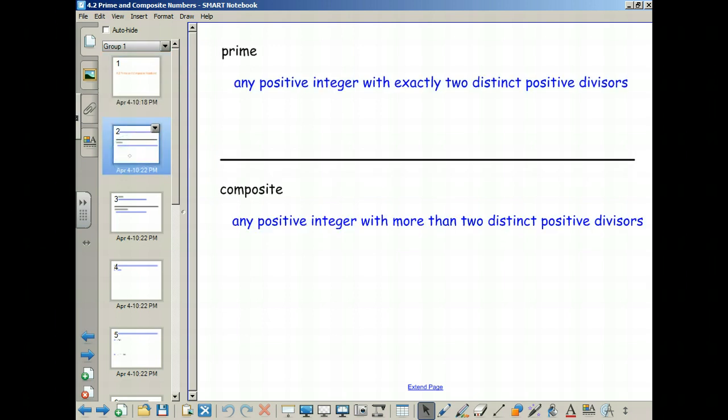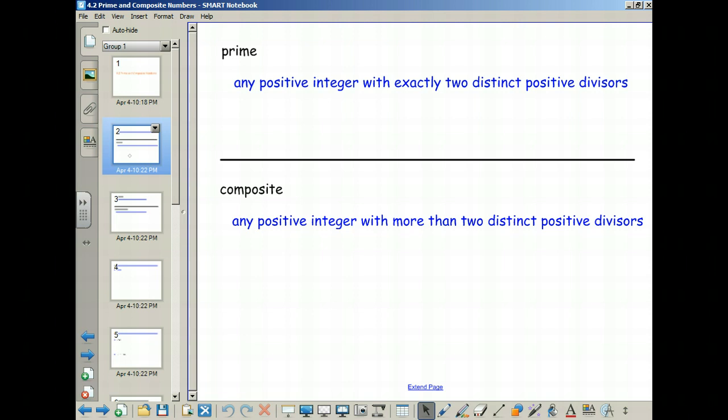The first one we're going to talk about is prime. A number is considered prime if it has two positive divisors. Exactly two. Not more, not fewer. So you guys know what a prime number is. Give me one. 7. So 7 is a prime number because it has two factors. What are its factors? 1 and 7, that's it. Only two factors, 1 and 7.